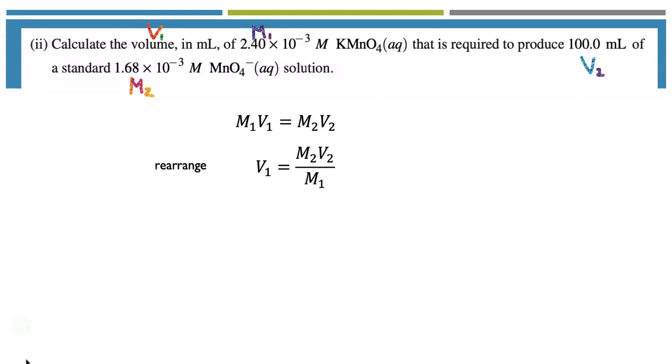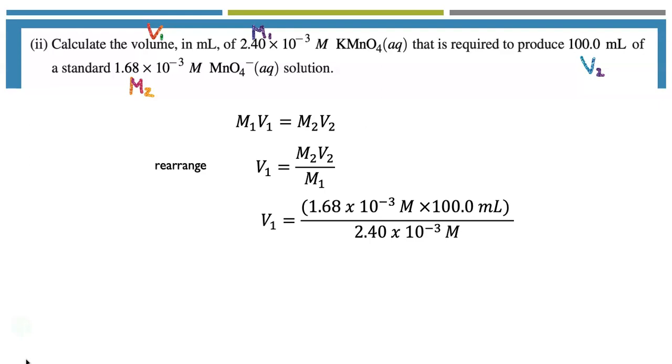And now I can substitute into my rearranged expression to find V1. So M2 times V2 divided by M1 will give me the volume of the original stock solution that I needed, and that would be 70.0 milliliters. I do want to report my answer with 3 sig figs. I knew my molarities to 3 sig figs. I know the volume to 4 sig figs, so I'm going to report my answer with 3 sig figs.